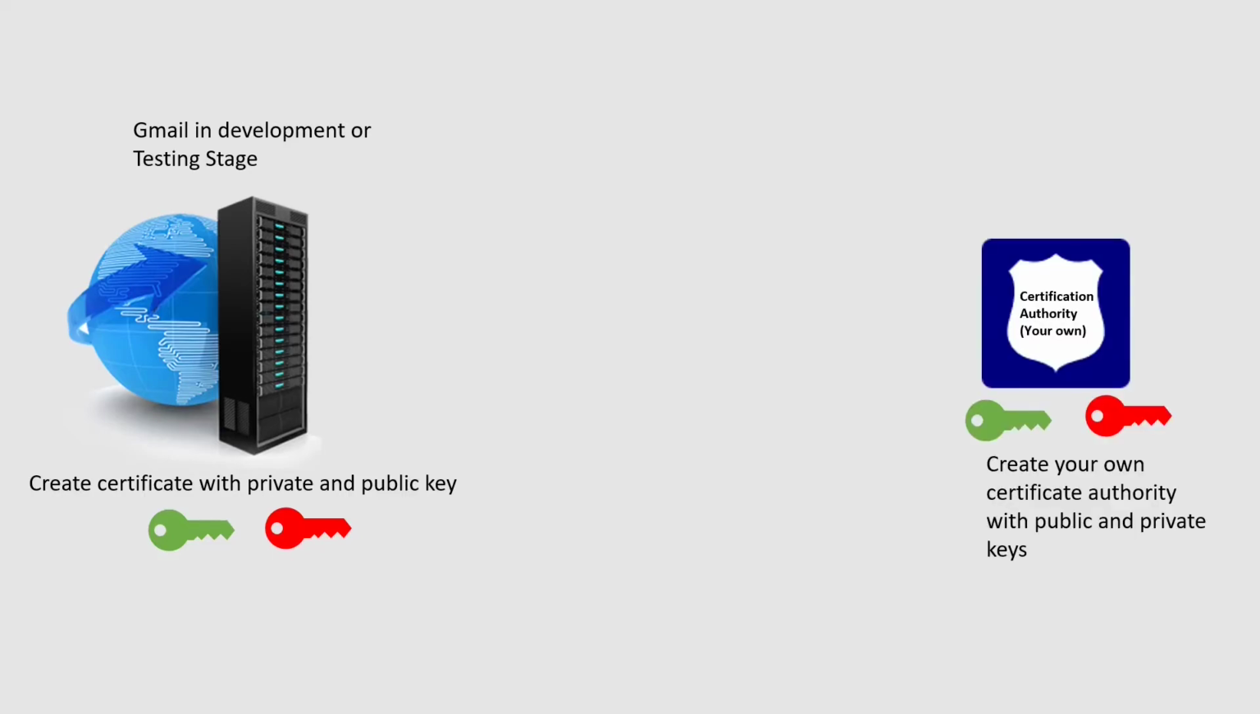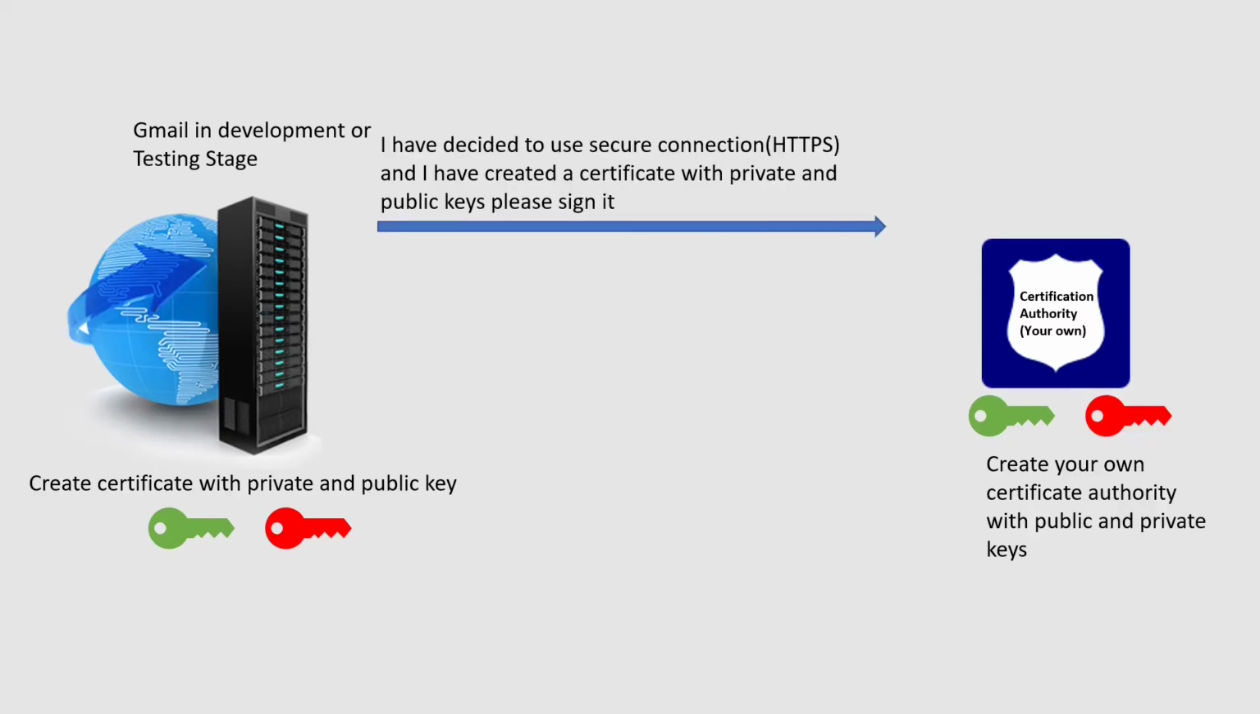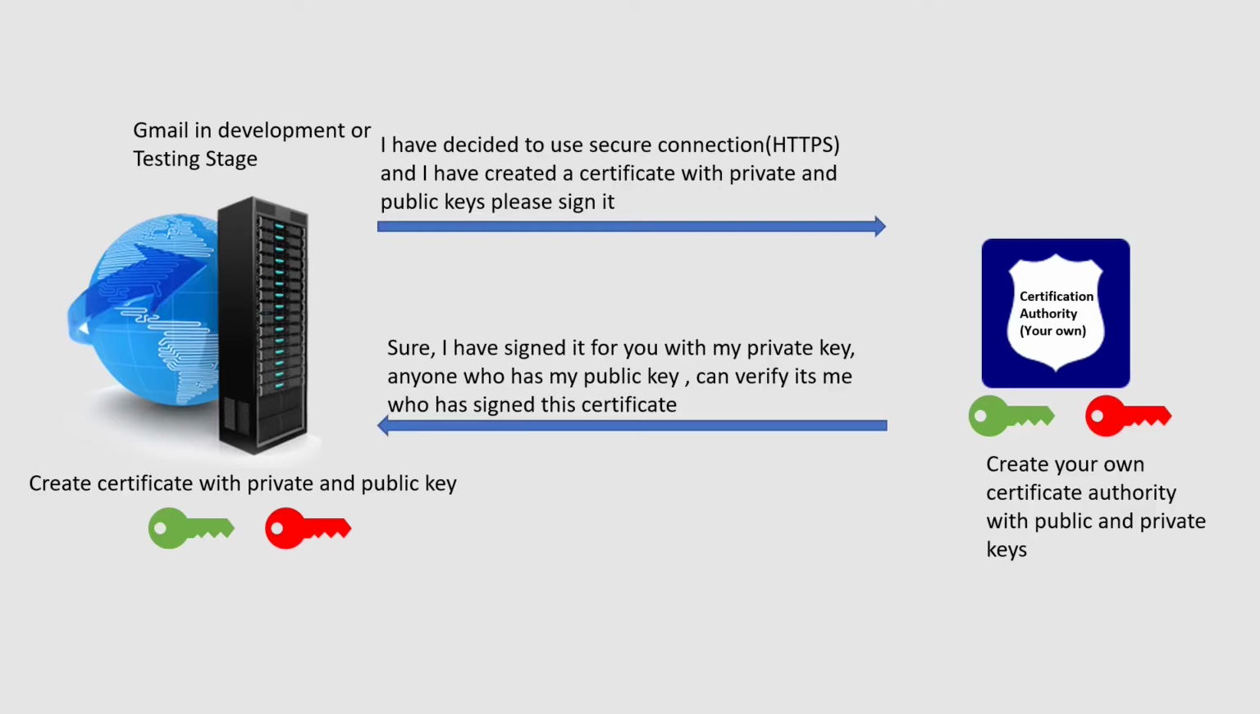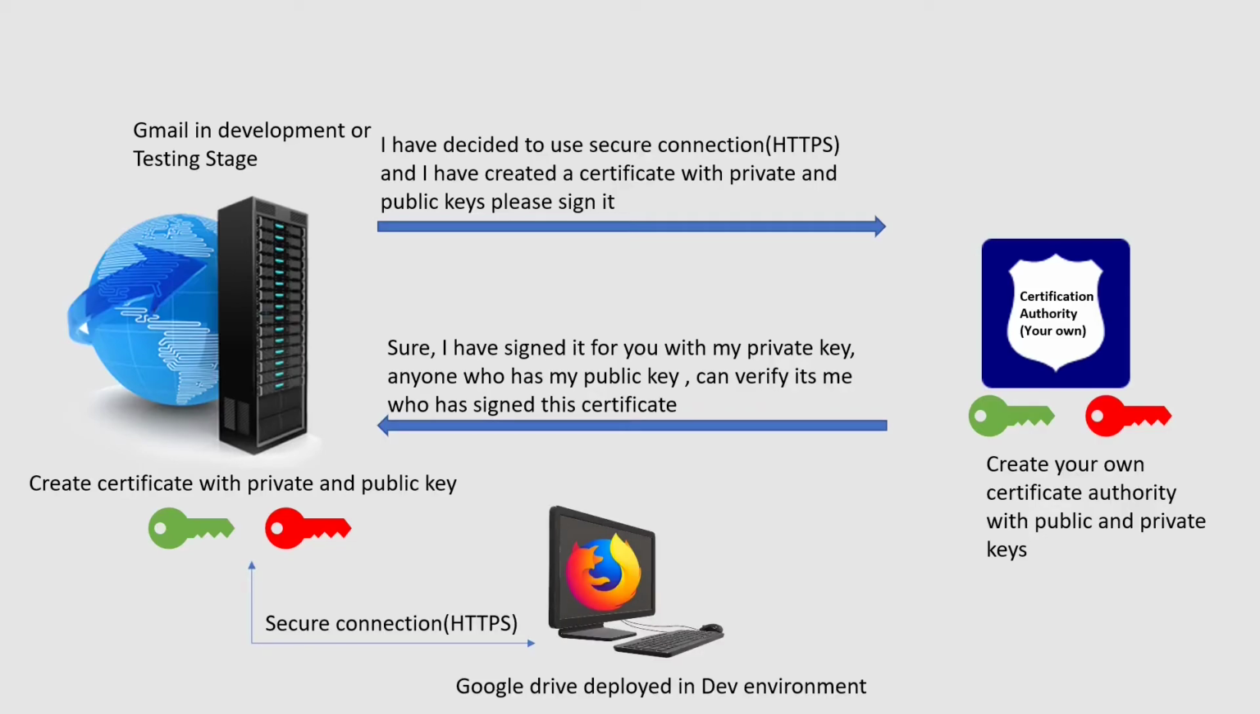Okay, now what happens is we'll create our own certification authority with a private key and a public key. Then the usual follows. The web server says to that certification authority, I've created a certificate with a public key and private key, please sign it. Then the certification authority signs it. Next, the browser requests the web server, hey, I want some information. Then the web server sends back the certificate signed by our own certification authority.